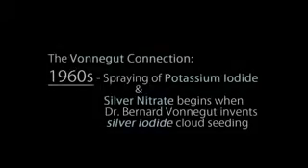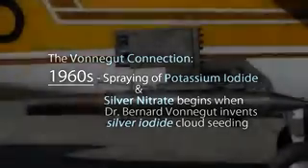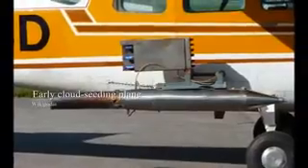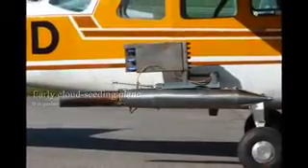It began in the 1960s when Dr. Bernard Vonnegut, brother of author Kurt Vonnegut, made a dramatic improvement in cloud seeding technology. Dr. Vonnegut noticed that water vapor condenses rapidly around silver iodide particles.